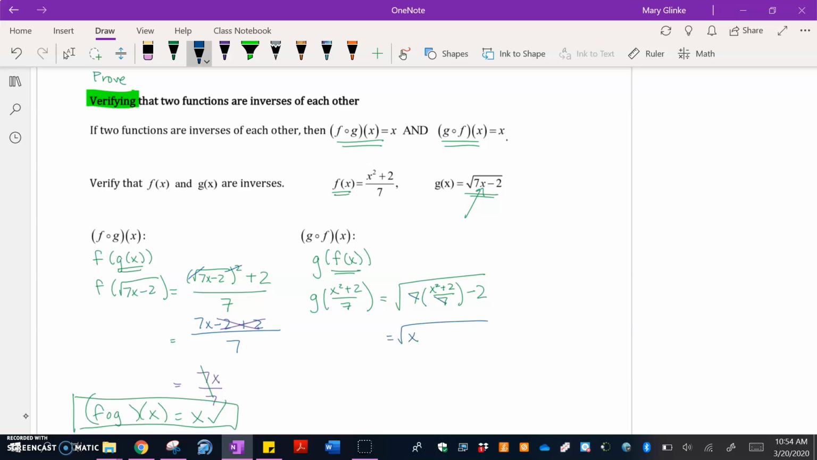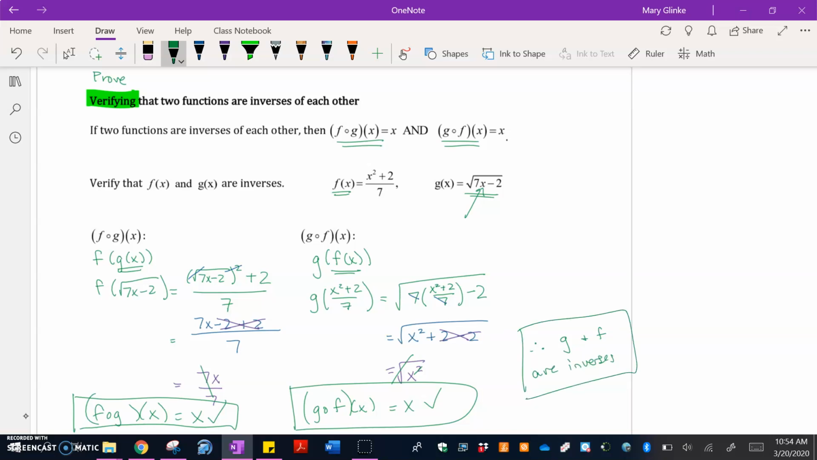When that happens, we're left with x squared plus 2 minus 2. The positive 2 and negative 2 are inverse operations. So we're left with the square root of x squared. And the square root and the square are inverse operations. So when we did g of f of x, we just got an x back out. So therefore, g and f are inverses.